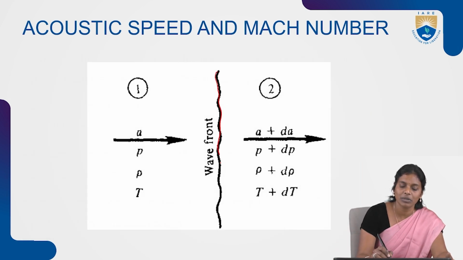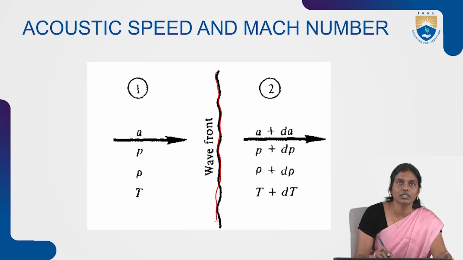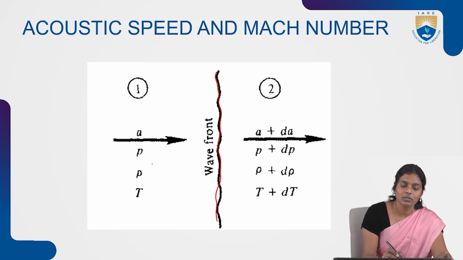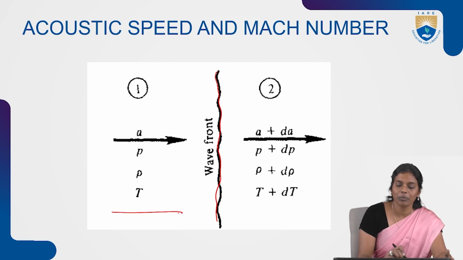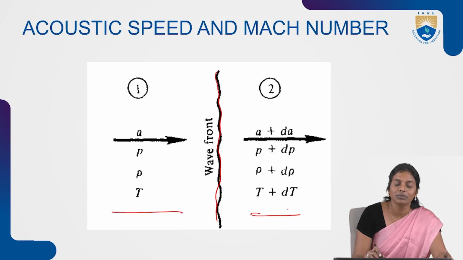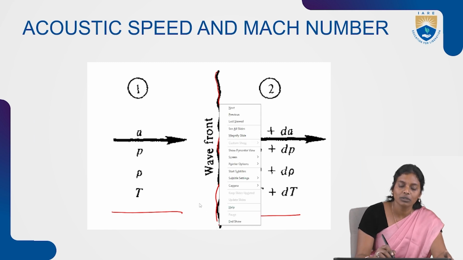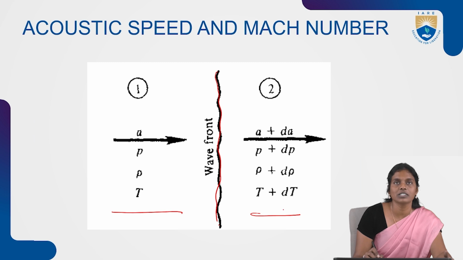So this is the acoustic wave which we are going to take. Ahead of it we have these properties, and behind it, due to the small disturbance we are considering for this acoustic wave, these properties are going to change. So that is what we stated right here.